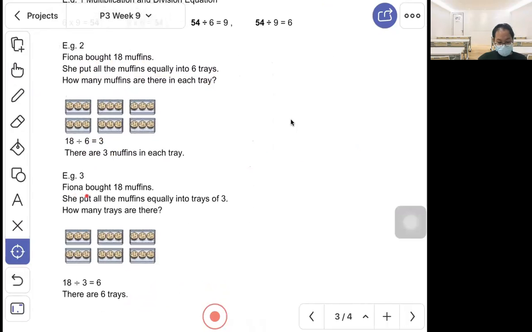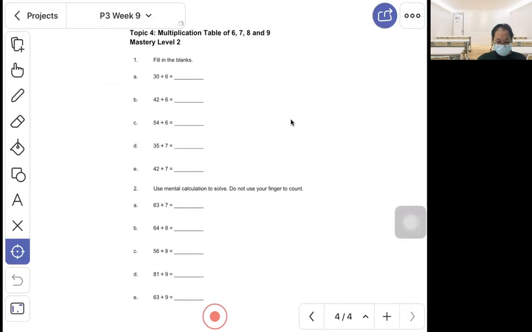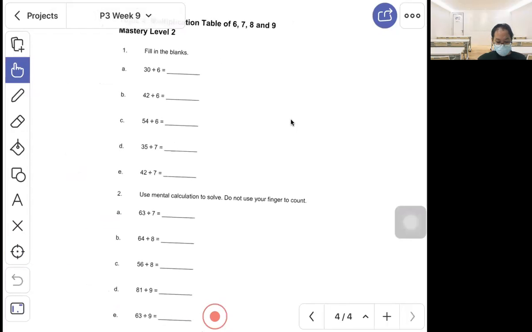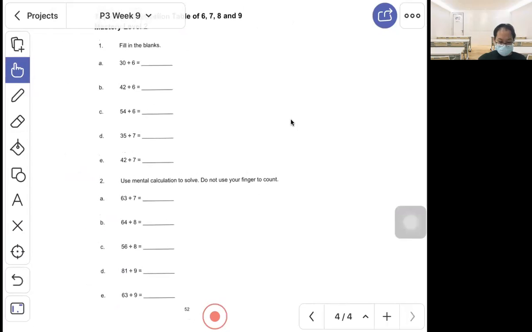Example 3. Fiona bought 18 muffins. She put all the muffins equally into trays of 3. How many trays are there? So 18 divided by 3, you get 6 trays. Now, take some time to do this division practice.